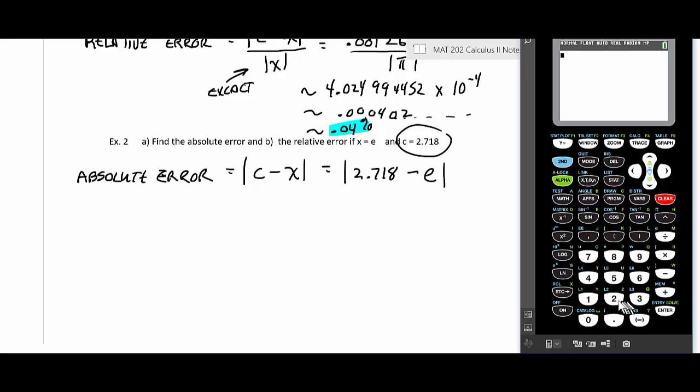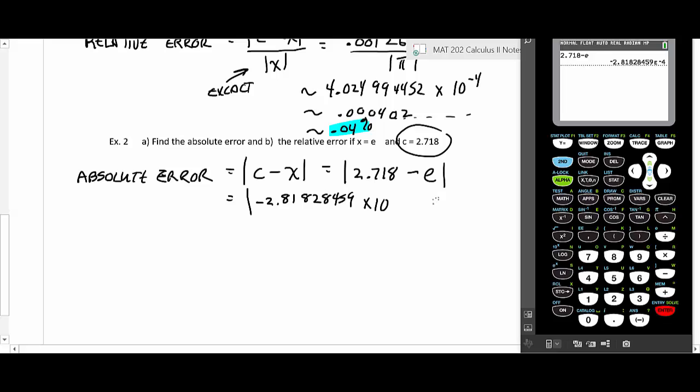So I'm just going to go 2.718. Your E key is right above the division symbol on most of these calculators. So if you go minus and then second division symbol, you'll find that generally there on the TI. Then subtract this, okay? And you've got to do the absolute value. So since you're doing the absolute value, you have the absolute value of 2.81828459, and that's in scientific notation. And then you just want the positive answer.